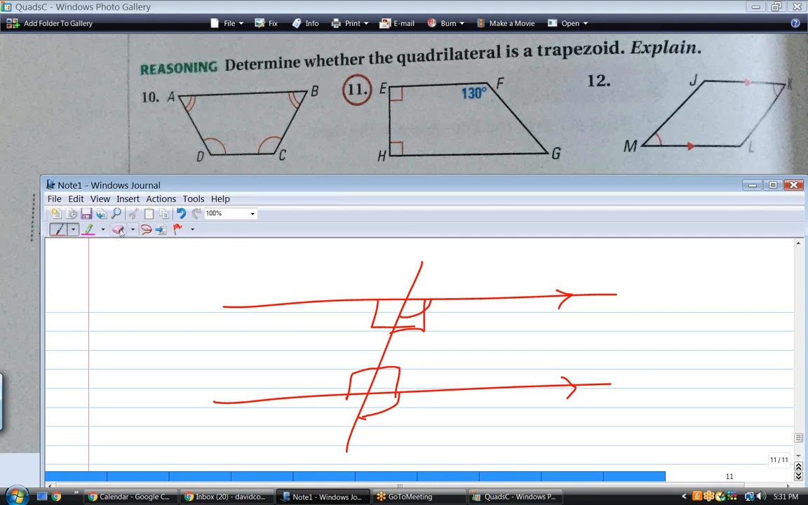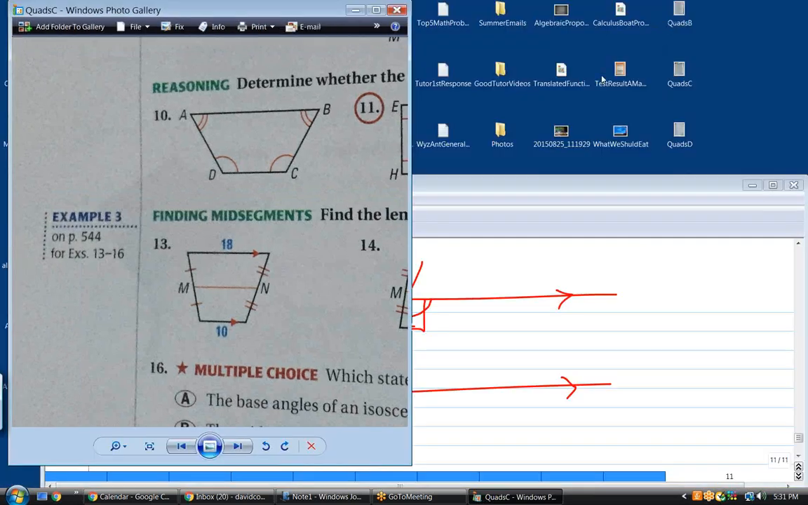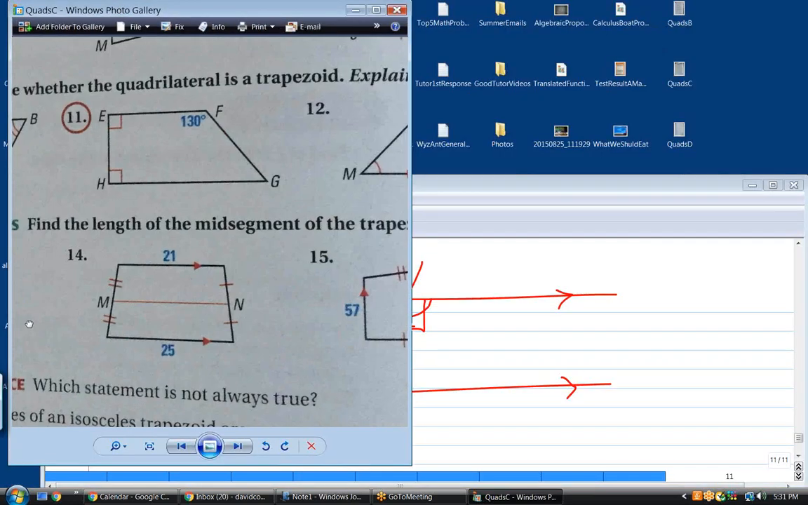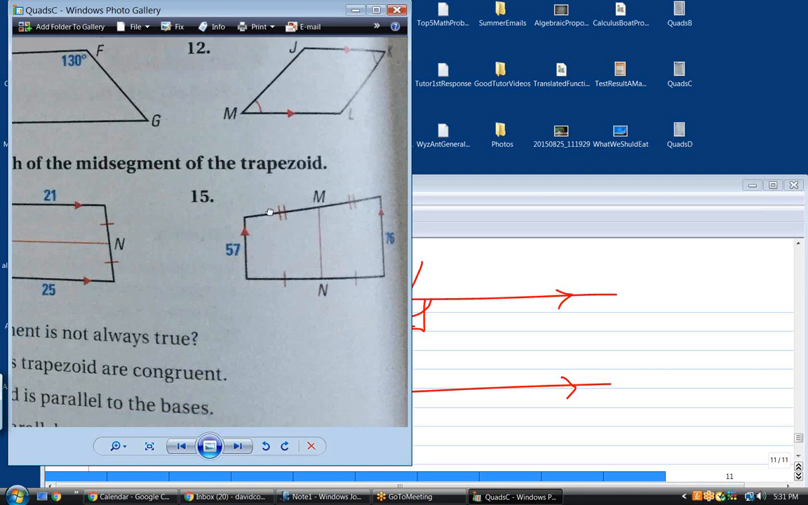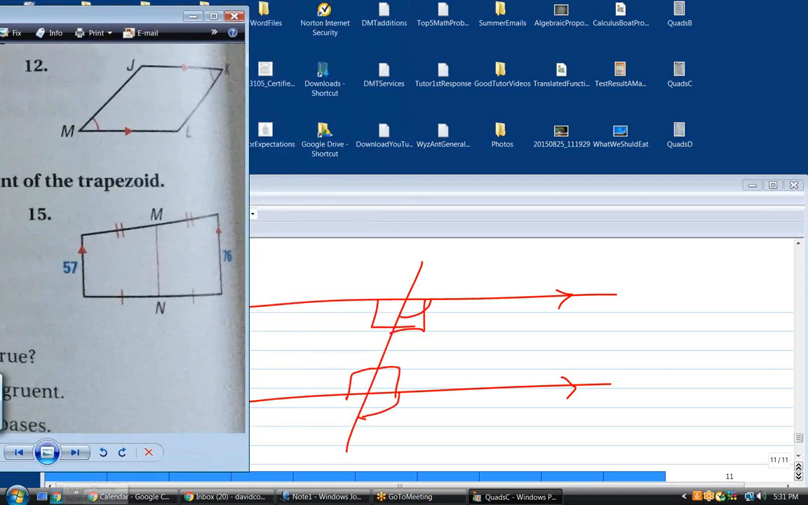And then number 12 would be a trapezoid because ML is parallel to JK. And that's all you need. You don't even need to know that this angle is equal to this angle. So all I need to know is that that's parallel to that. That makes it a trapezoid. Actually not. It's not? No.